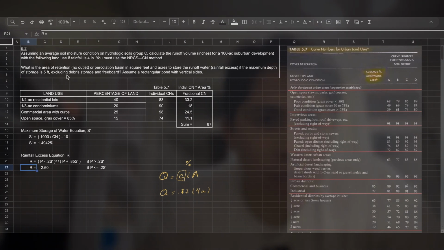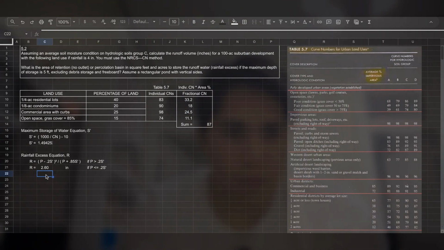Now that we have the rainfall excess, 2.6 inches, and we have found the curve number, now they ask us what's the area of retention? What's going to be the area of the retention basin to hold all this water? So to do that, we need to find what this water is going to be in a volume, right? So what we need to do is multiply this 2.6 times the area of our watershed, which is 100 acres. So we have inches times acres. So we need to convert those acres into feet and those inches into feet.